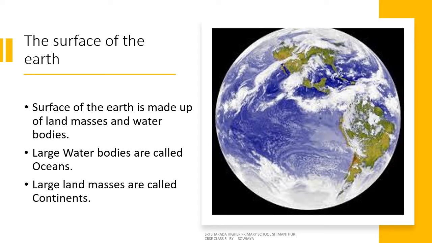The four major oceans on the earth are the Pacific Ocean, the Atlantic Ocean, the Indian Ocean, and the Arctic Ocean. The seven continents on the earth are Asia, Africa, Australia, Antarctica, Europe, North America, and South America. The Pacific Ocean is the largest ocean and Asia is the largest continent.